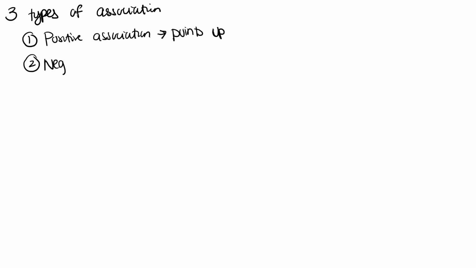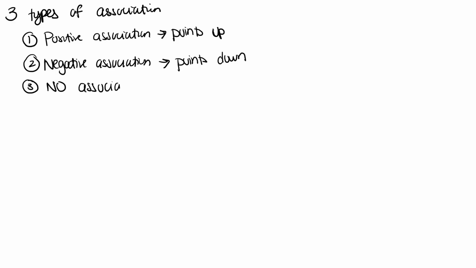A negative association is when the points are going down. The third type of association is no association, no relationship. And that means that the points are random. They're just scattered all over the place.